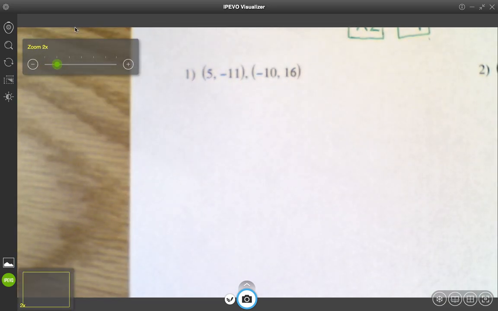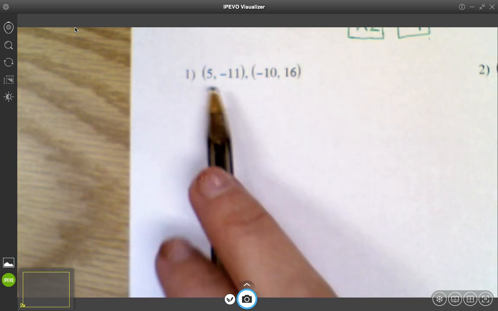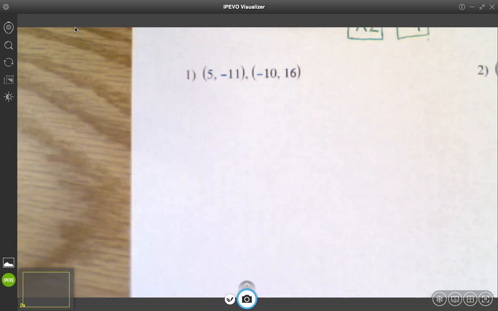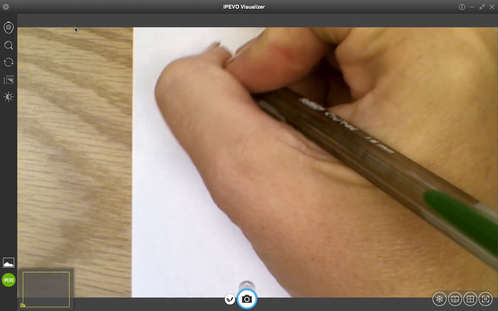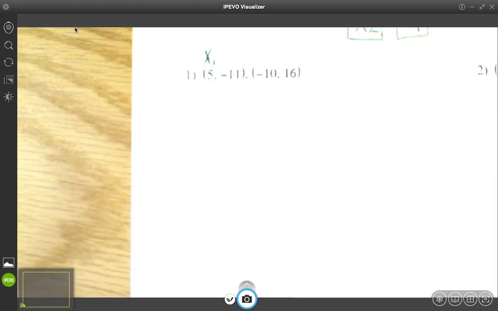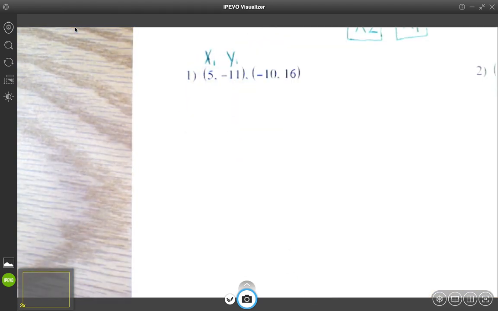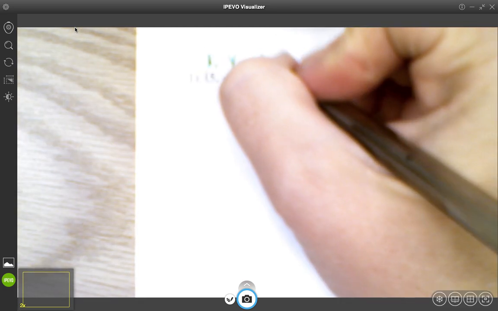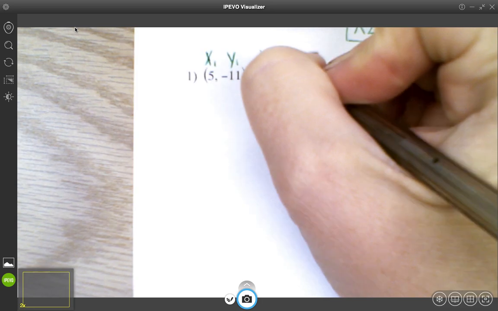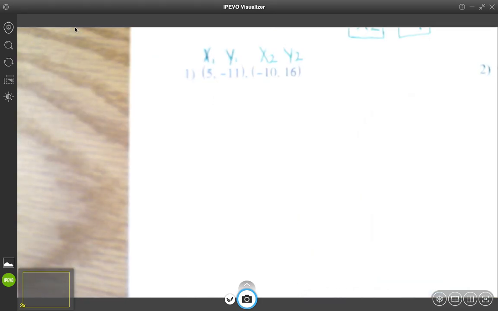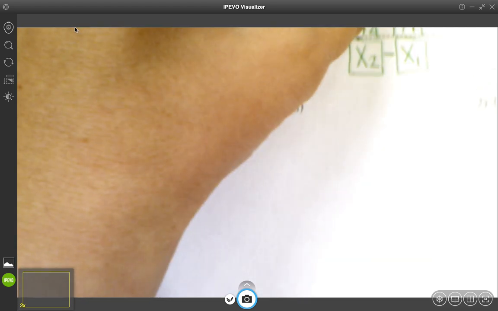There we go. All right, so we are looking at our first point of 5, negative 11. So I know for that first point, this is my x, and I'm going to call it x1 because it's the first x. And then this is y1 because it's the first y I see. And then on the other point, we have our second x coordinate and our second y coordinate, so I'm going to call those x2 and y2. So now we are actually ready to subtract.